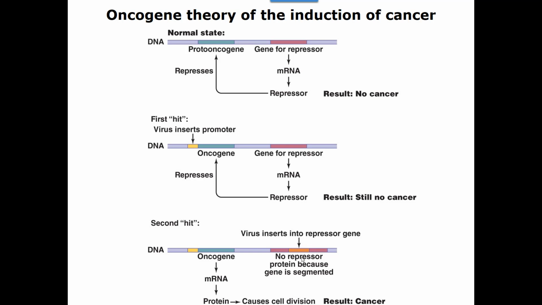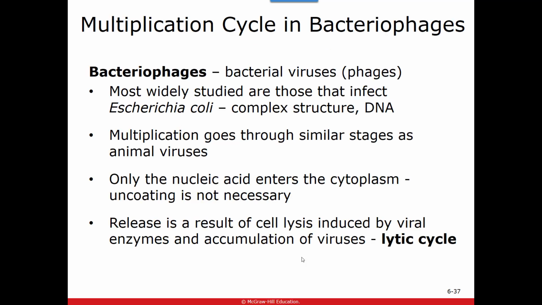Now, enough with animal viruses. We're going to take a look at bacteriophages. These are viruses that infect bacteria. Now, the most widely studied ones are the viruses that infect E. coli. They have the more complex structure, the ones that look like they should be landing on the moon, and they do have DNA as their genetic material.